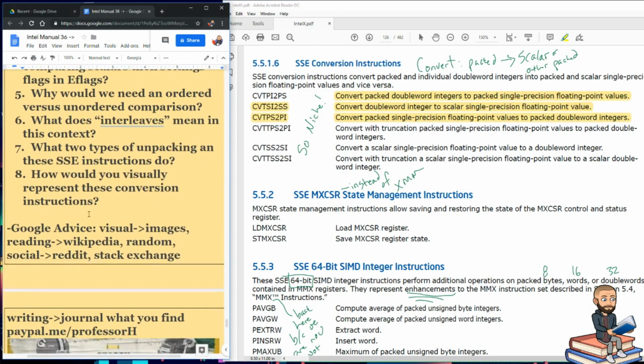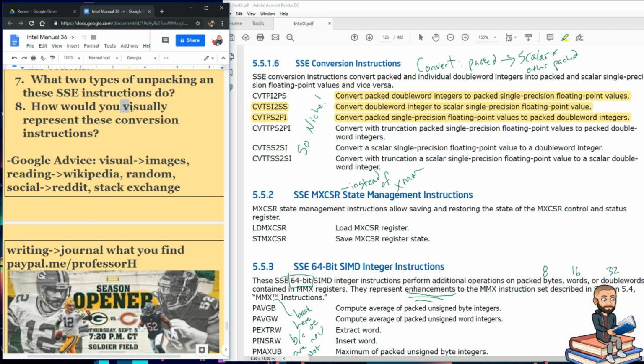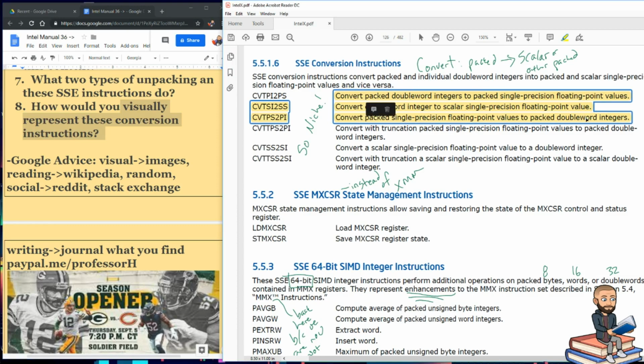I think this is a great opportunity to visually represent these conversion instructions. Now remember, a double word is 32 bits, and if you have a 32-bit integer, you can see that in your mind. Every bit in that number can be added up to create a very large number. But in single precision, which is 32 bits as well, those who followed the other videos know that these floating point values have a sign bit, an exponent portion, and then a fraction portion. So I can totally see the need for doing such conversions.